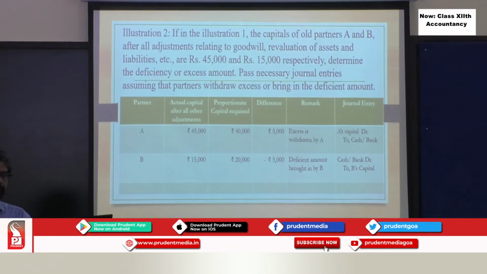Okay, now let us do another question. Illustration 2. If in the illustration 1, the capitals of old partners A and B after all adjustments relating to goodwill, revaluation of assets and liabilities, etc., are rupees 45,000 and rupees 15,000 respectively, determine the deficiency or excess amount. Pass necessary journal entries assuming that partners withdraw excess amount or bring in the deficient amount.